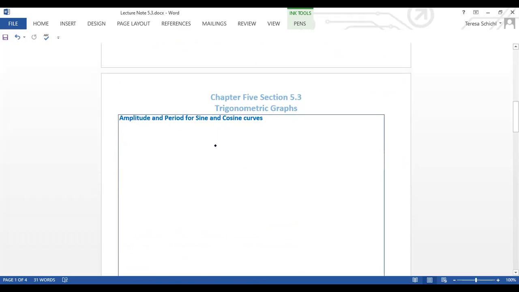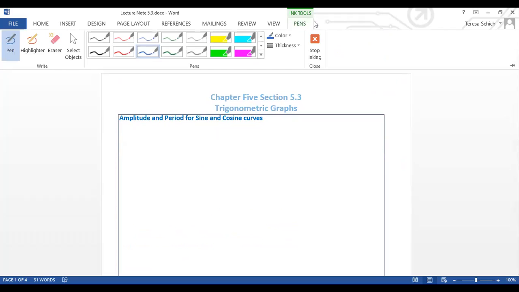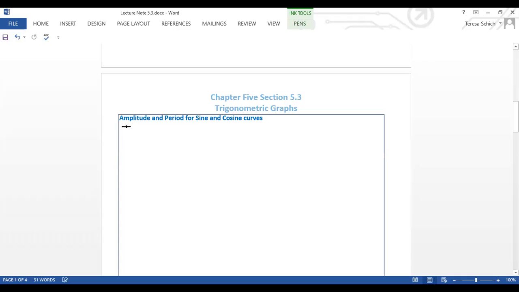Now we know the reflecting and the shift. So we talk about two very important things, the amplitude and the period. For any given sine and cosine curves, if I do the transformations, I have y equal to a sine kx, and y equal to a cosine kx.